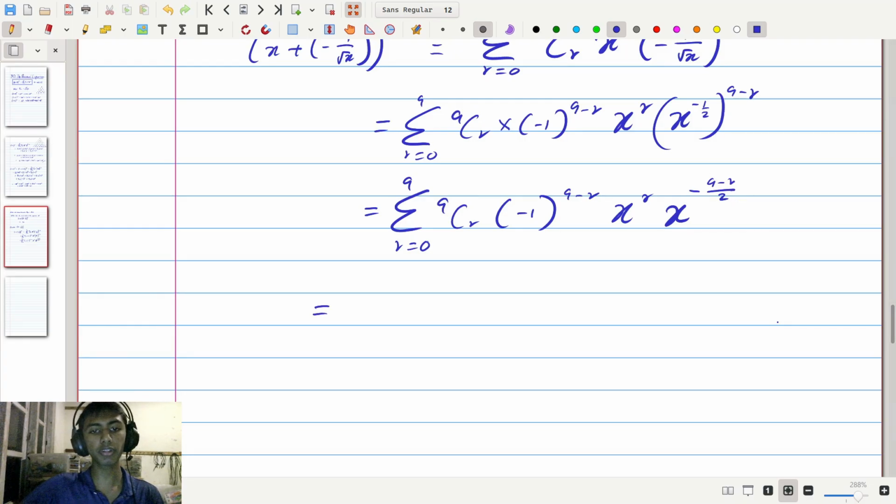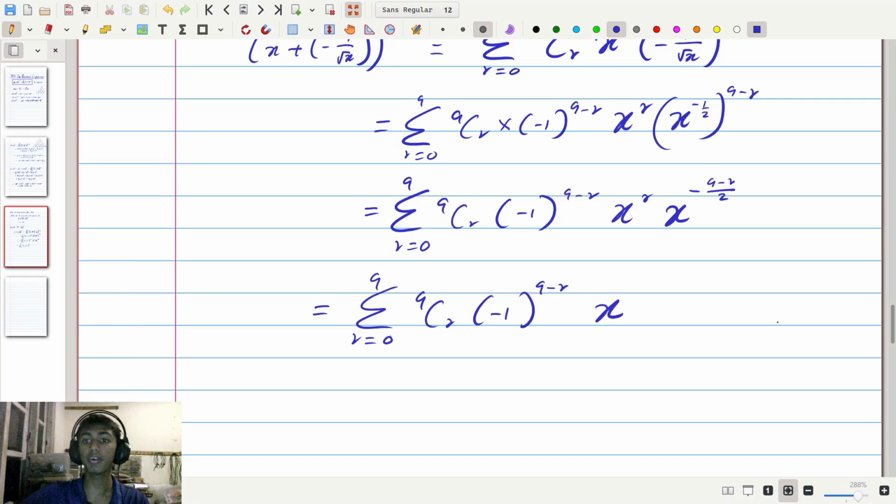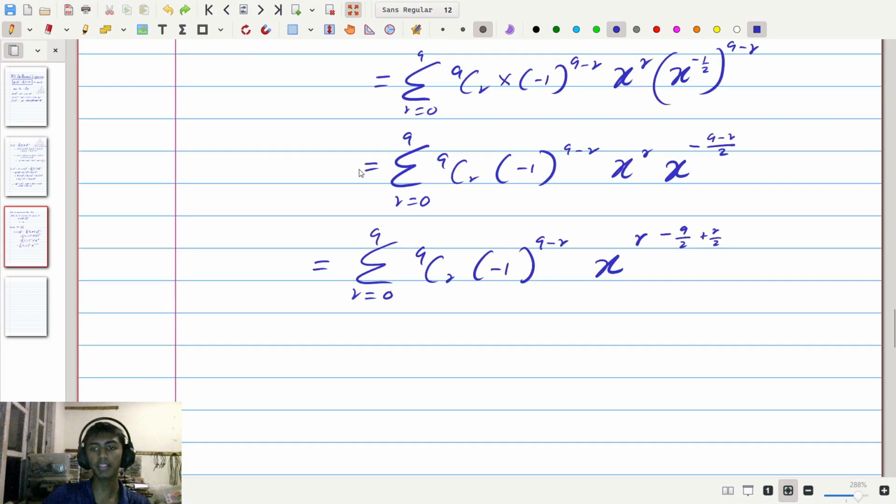If we fuse these together, we can see that we have the sum from r equals 0 up to 9 of 9 choose r times negative 1 to the power of 9 minus r times x to the power of, when you multiply these together like this, r minus 9 minus r divided by 2, which is going to be plus r divided by 2. So this is going to be the power that we have here. If we simplify this down, this r and this r divided by 2 give you 3r divided by 2. So what we have here is just 3r divided by 2 minus 9 divided by 2, which I'm going to simplify into 3r minus 9 divided by 2.